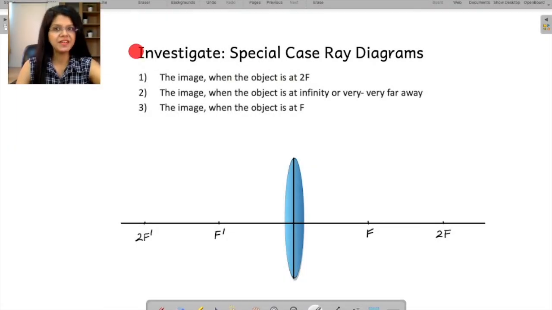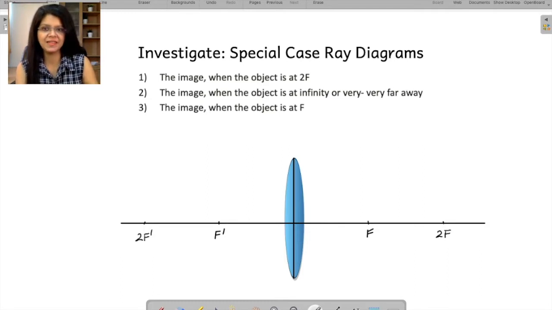Alright, so in this video we are going to investigate special case ray diagrams. Special case is when the object is at some strategic locations. For example, when the object is at 2f, or when the object is at infinity, or when the object is at focus. So we'll be talking about the three locations of the object.